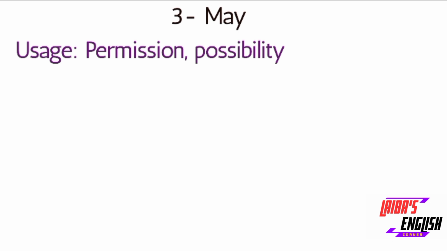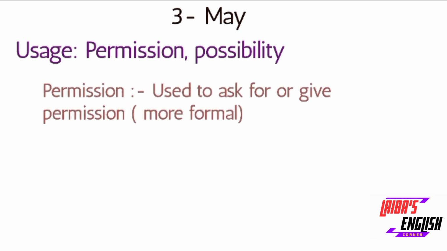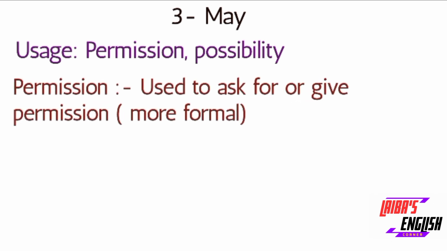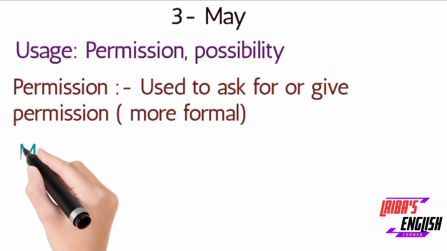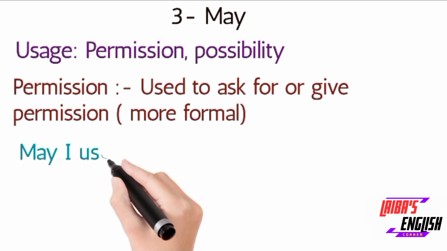So as a whole, we can say that may is used in two things: the permission, when we ask permission, or the possibilities. First of all, the permission. Used to ask for or give permission, more formal. So we have seen that can was used in informal permissions, but may is used in more formal way.